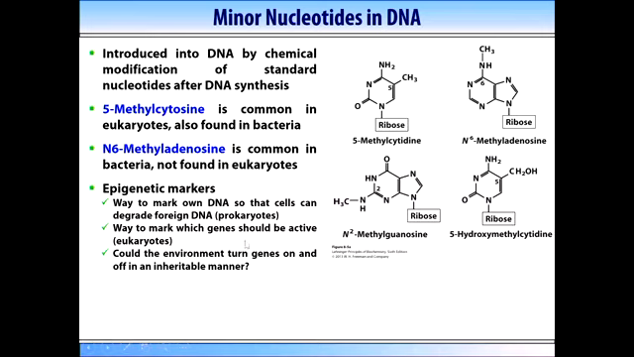For example, in DNA they largely serve as epigenetic markers. It's a way to mark one's own DNA so that the cell can degrade foreign DNA, in the case of bacteria, for example. In eukaryotes, it's a way to mark which genes should be active and which should not, so the environment can turn genes on and off in an inheritable manner.